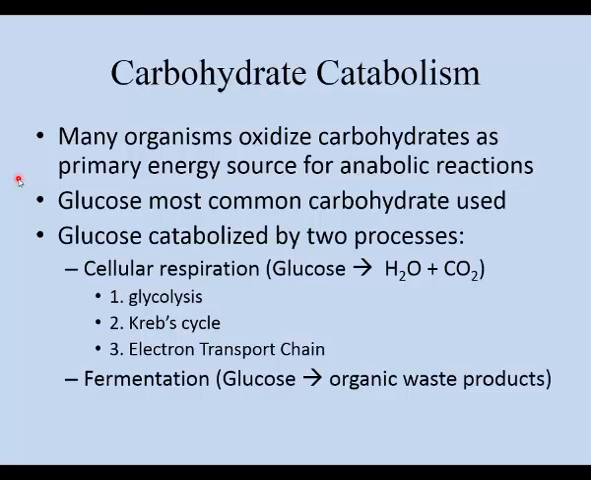Glucose is then catabolized by a couple of processes, one of which is through cellular respiration, where glucose gets broken down into water and carbon dioxide over many steps. And it goes through the processes of glycolysis and the Krebs cycle and the electron transport chain. Another way that they can work is to go through fermentation, where glucose is also broken down, but you will end up with some organic waste products. And so if you're familiar with fermentation, you get things like alcohol at the end of it. So that's one of the organic waste products.